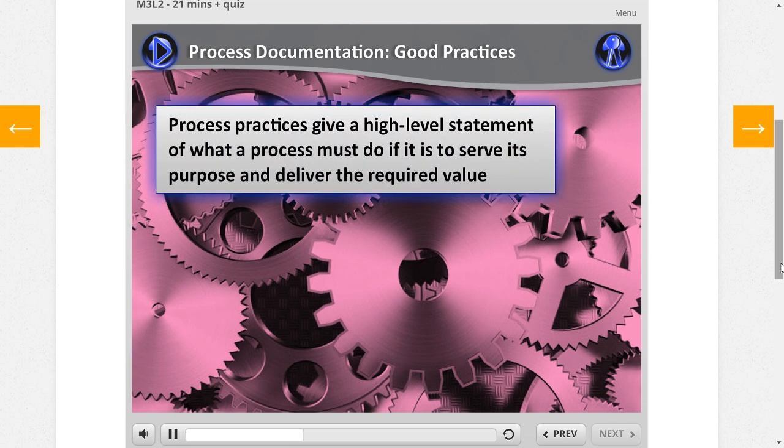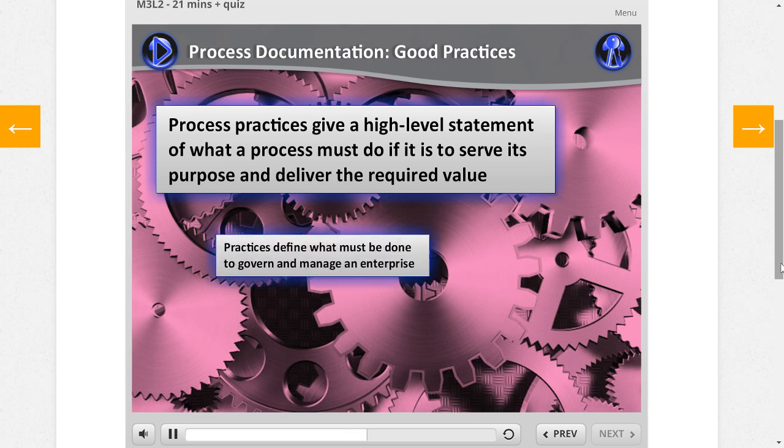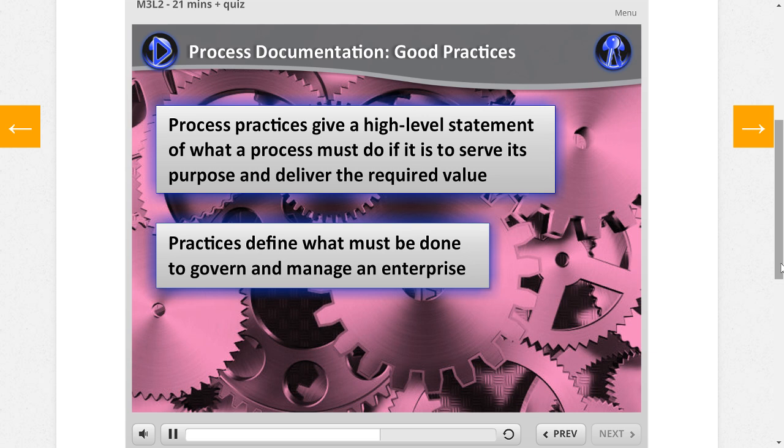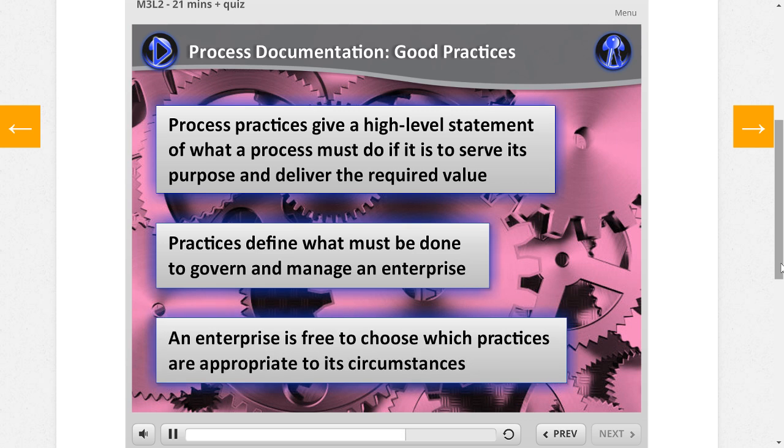Process practices give a high-level statement of what a process must do if it is to serve its purpose and deliver the required value. Considered as a whole, across all processes, they define what must be done to govern and manage an enterprise. Of course, an enterprise is free to choose which practices are appropriate to its circumstances. Implementation of these practices is not mandatory, but dispensing with a practice should be a positive choice made in full knowledge of the accompanying risks.